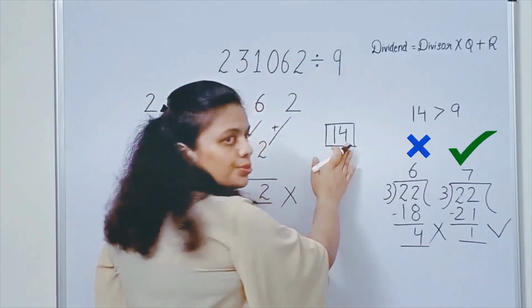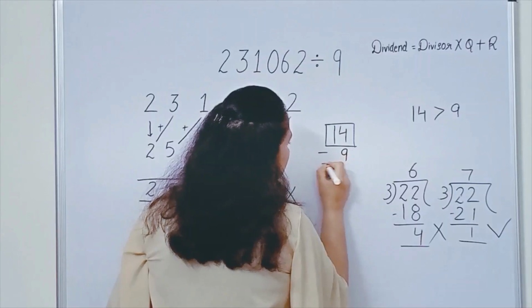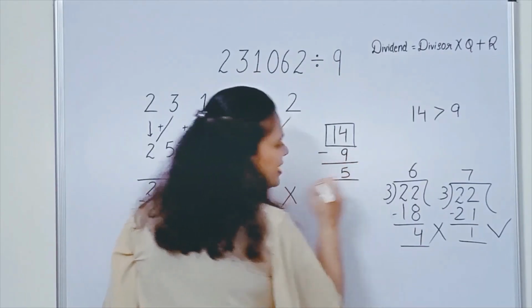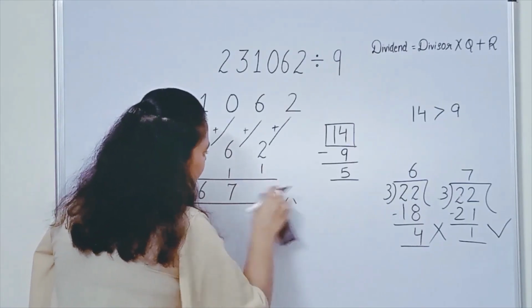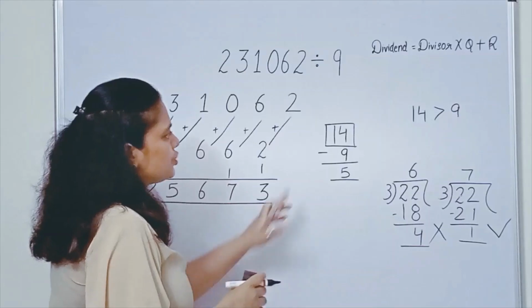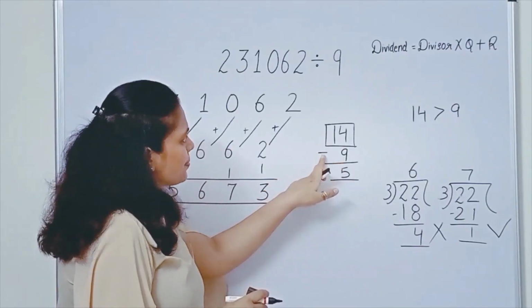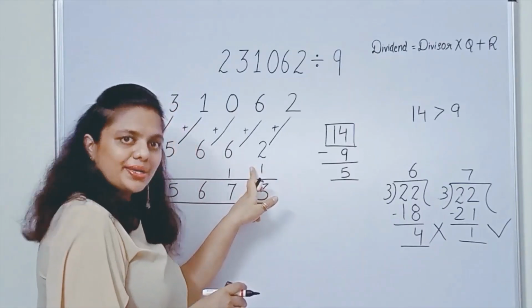So what will I do to correct my answer? I'll just subtract 9 from this and get 5 as the remainder and add 1 to the quotient to get 3 over here. Okay, so what I did is, whatever remainder had come, I just subtracted the divisor from this remainder and got 5 and added 1 to the quotient.